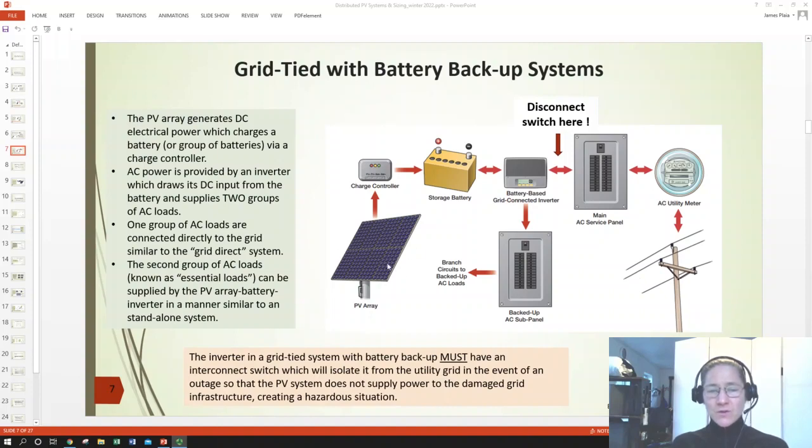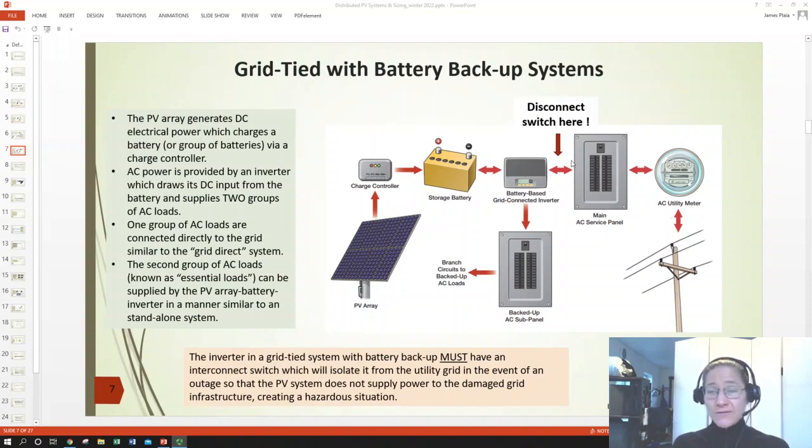You will generate with your array, go through a charge controller, store that in your battery, and then your battery will supply an inverter. And of course, this is showing only an AC system. This could be configured to run like a DC system, obviously. But for simplicity, we'll assume we're going to run it all AC. So you will have one inverter, and then it will supply two load circuits. One is your main service panel that is directly connected to the grid.